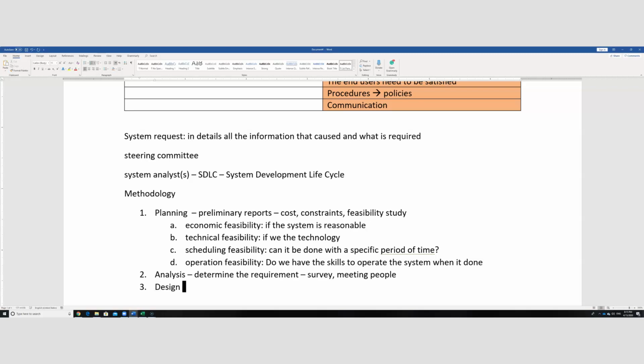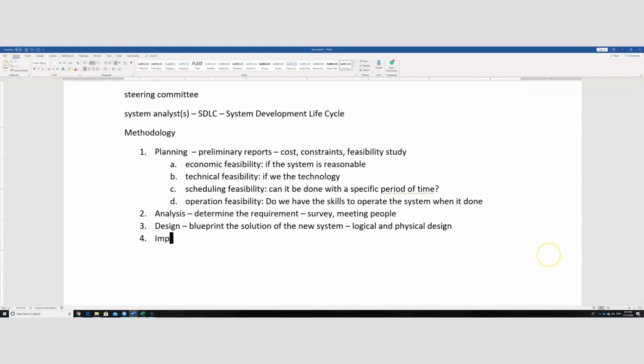Then design, which we're going to bring as a result of this, is a blueprint of the solution, or the new system. It will have both logical and physical design, but nothing is being built until we move into the fourth one, which is implementation. We don't put anything together.